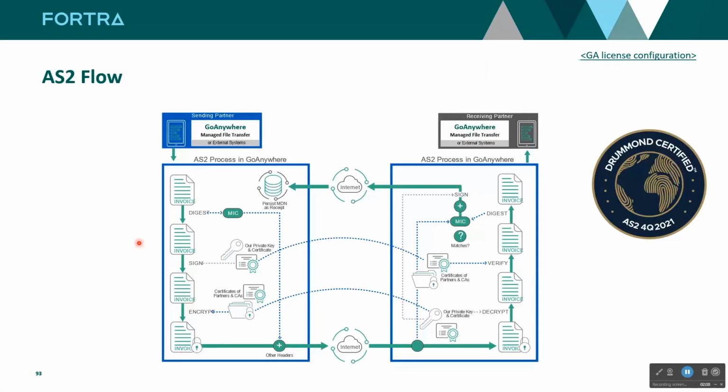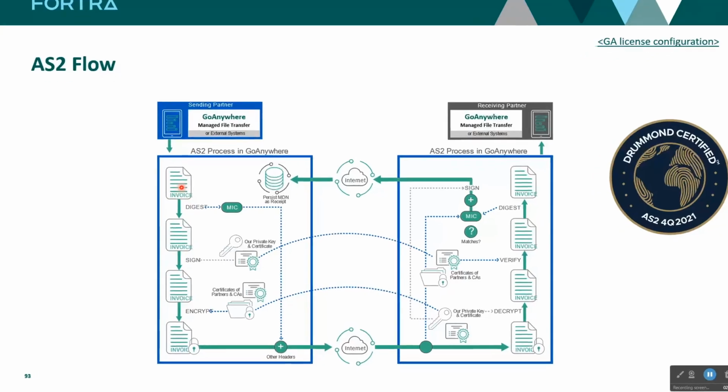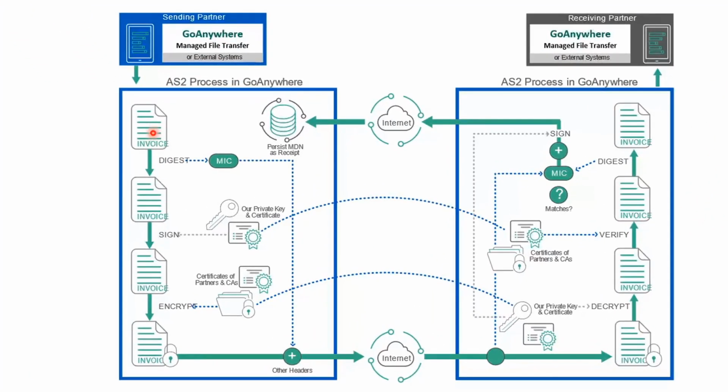As I mentioned, AS2 is a push-only protocol. There is no option to get a file in the AS2 protocol. Once the sender and recipient have exchanged their information, we start with the data. In this example, we're using an invoice that's generated by either an external system or as part of a GoAnywhere project or workflow. However the file is generated, it's handed off to a GoAnywhere project that includes the AS2 task.